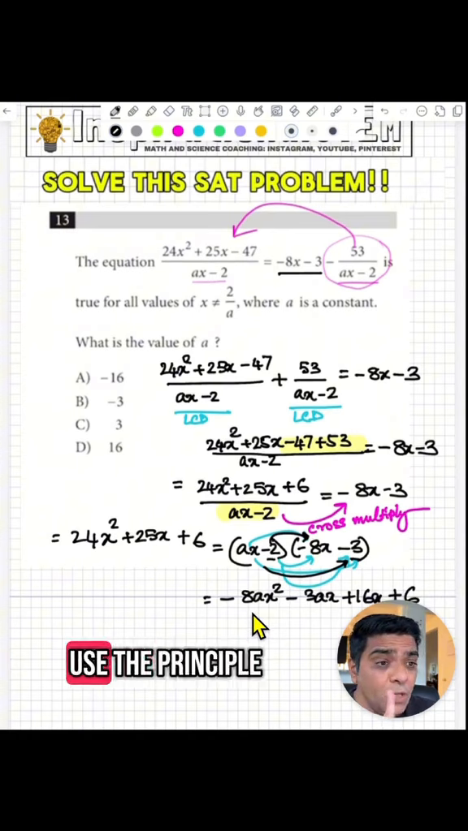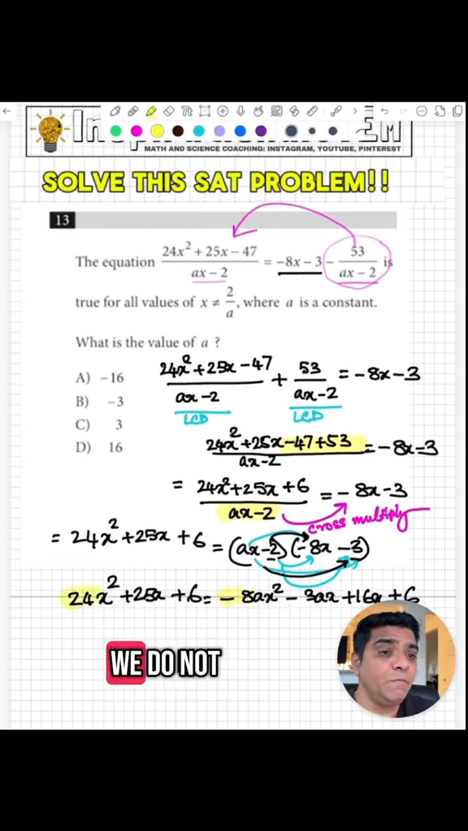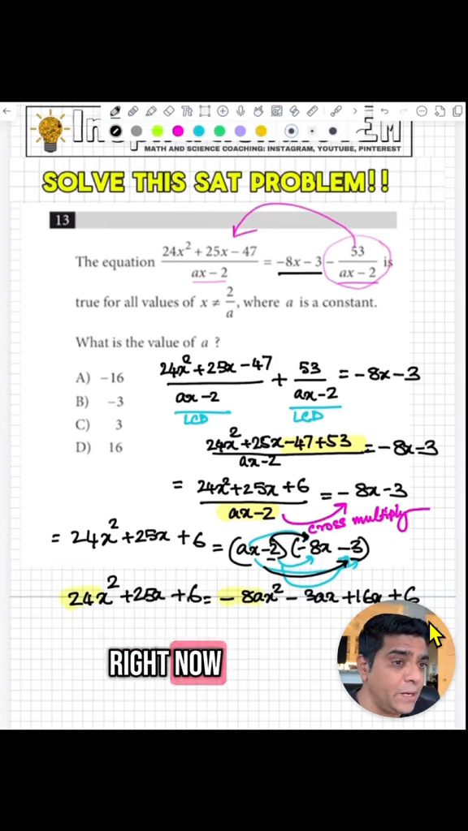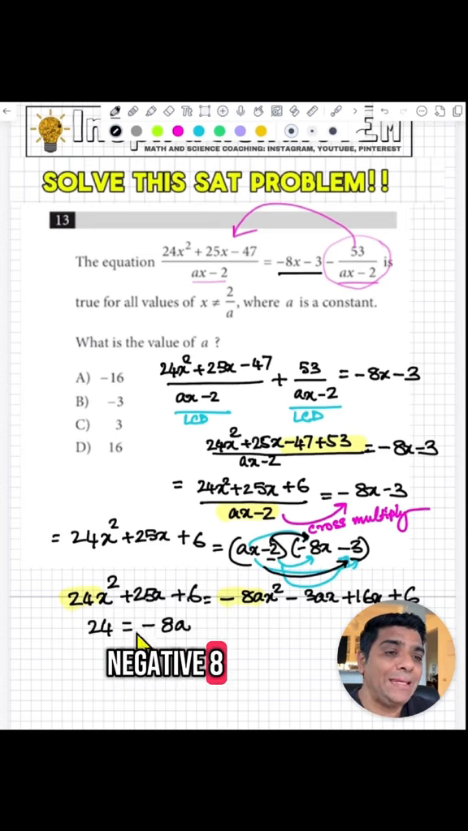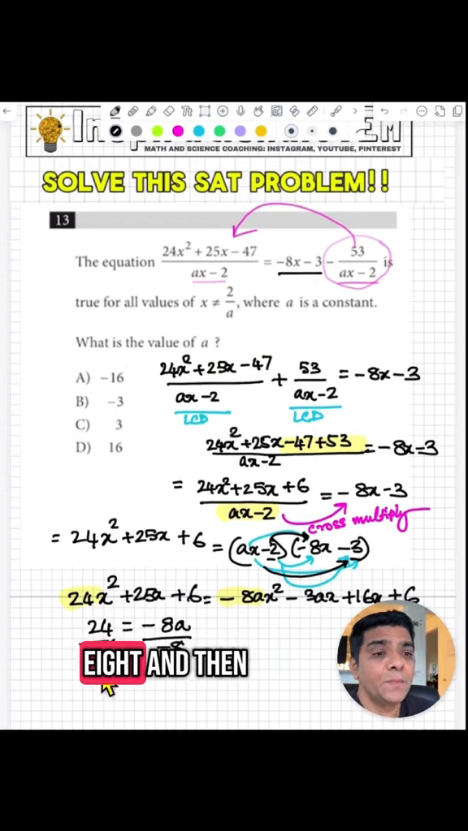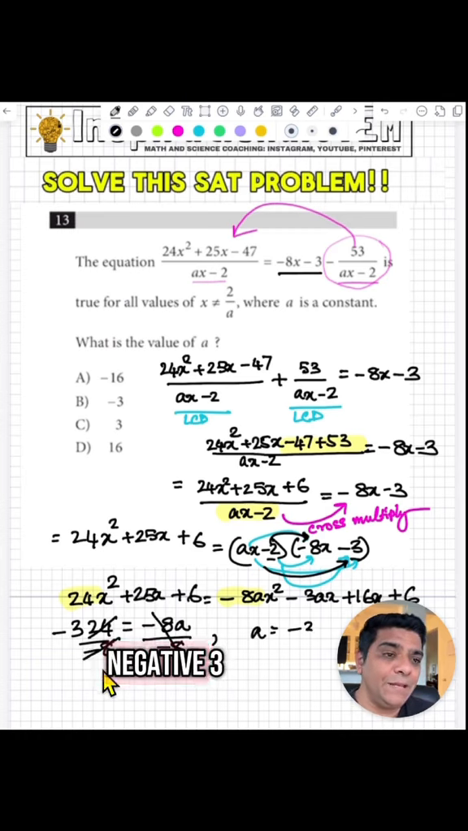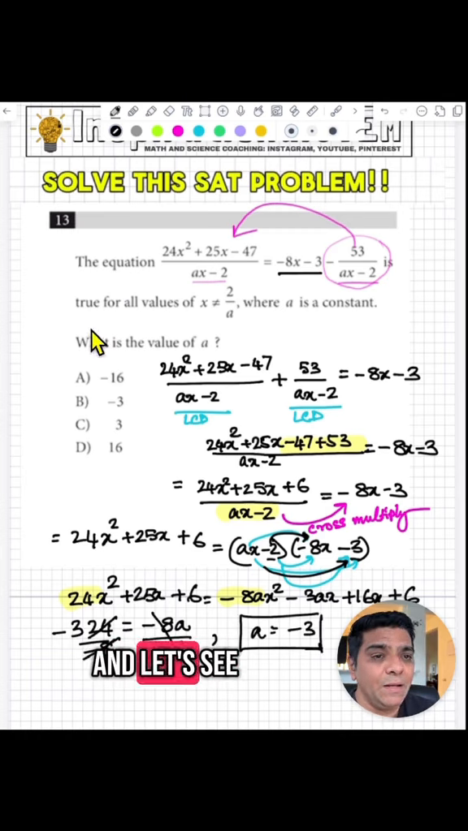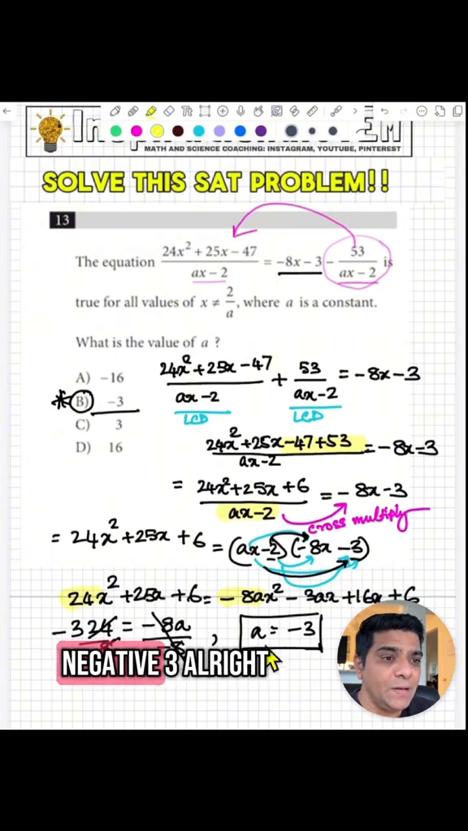Now we're going to use the principle of equivalency here. We see an x squared, we see an x squared, and we see a coefficient and a coefficient. So we can set those equal to each other. We do not have to worry about anything else right now, because we can set 24 equals negative 8a. Remember, these two are the coefficients. Now divide both sides by negative 8, and then cancel that, and then a equals 24 divided by negative 8, which is negative 3. So that's the value of a. And let's see, yes, we do indeed have a choice. Choice B is the correct answer, negative 3.